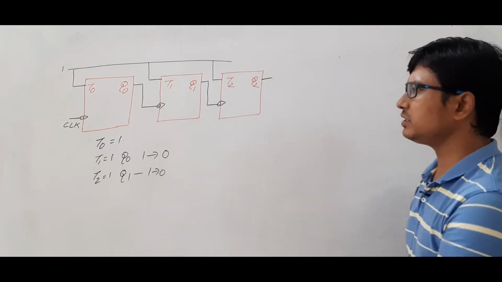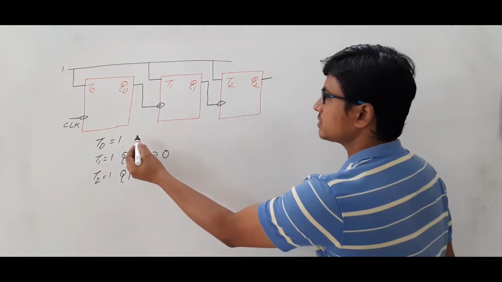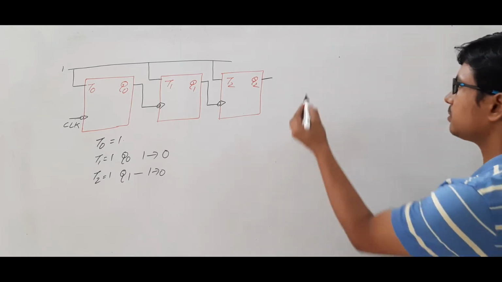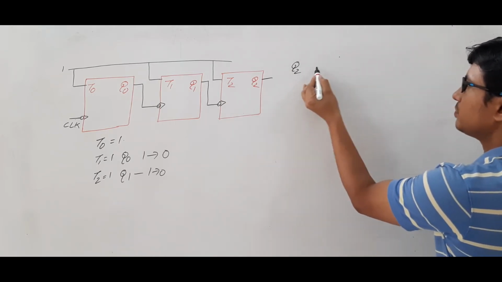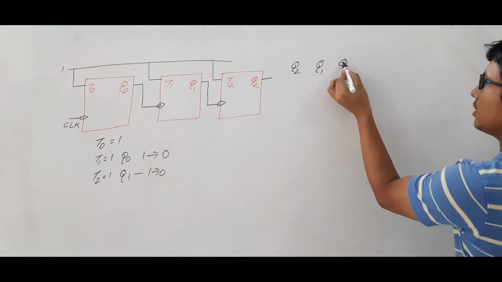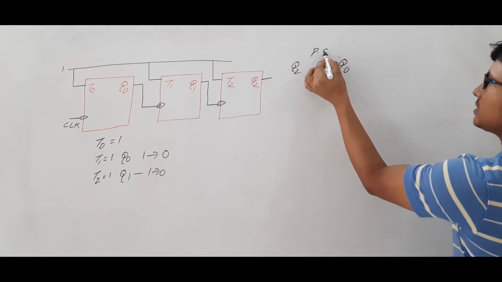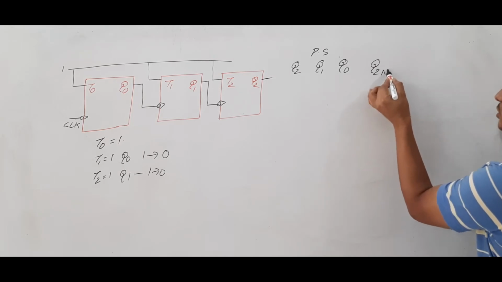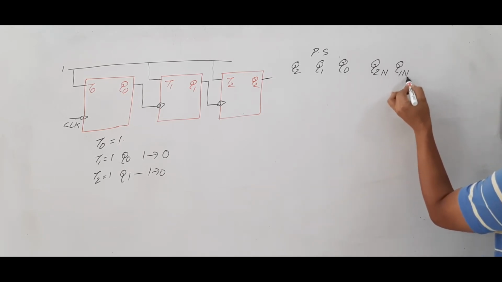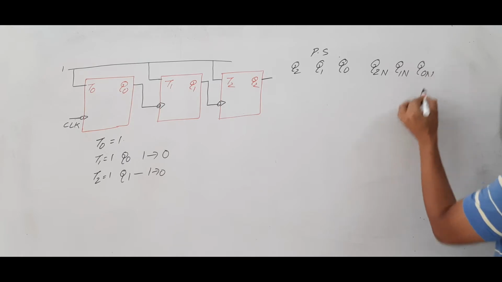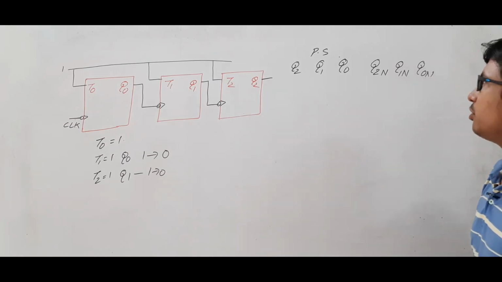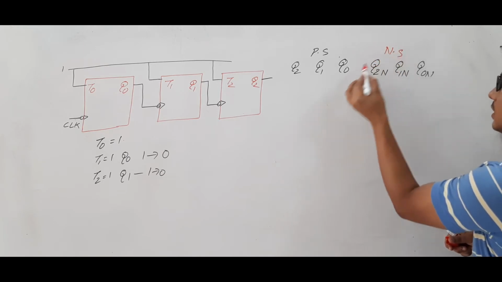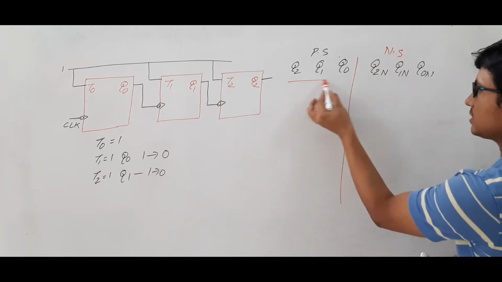Now for doing this, what I will do is that I will take the present states of each flip-flop. What are the present states? Q2, Q1 and Q0. Okay, these are the present states of the flip-flop, and I want to compute its next state such as Q2n, Q1n and Q0n. Okay, I hope you are following it. These are the next states and these are the present states.